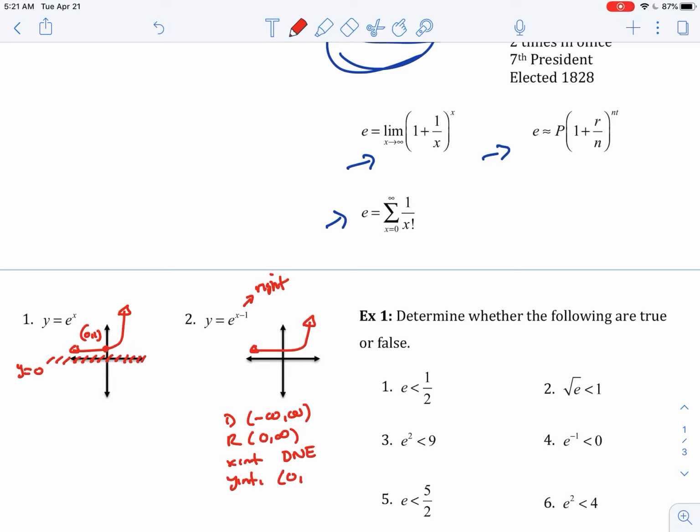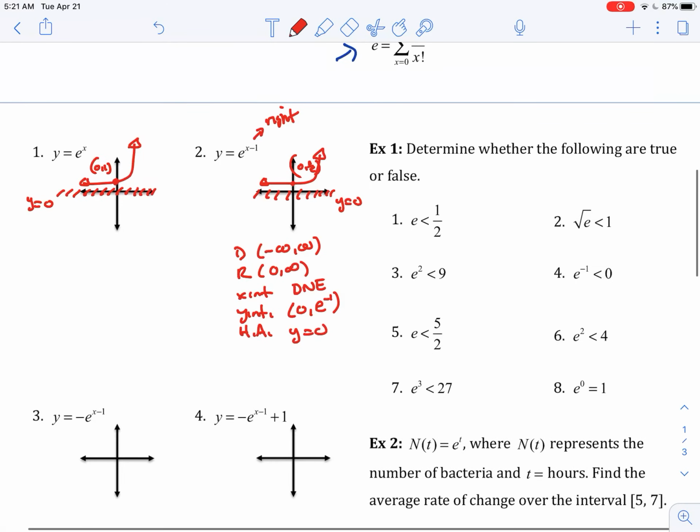Our y-intercept, if we replace x with 0, we're going to just get e to the -1, or 1 over 2.7. I'm just going to put it as 1 over e. And we still have that horizontal asymptote at y equal to 0. Our graph is still approaching that x-axis, that horizontal line of y equal to 0, as x is going towards negative infinity.